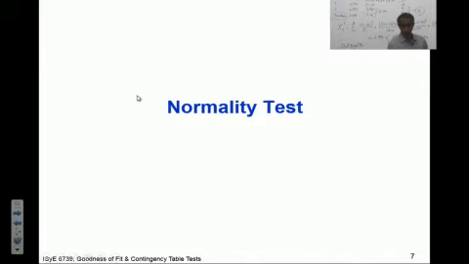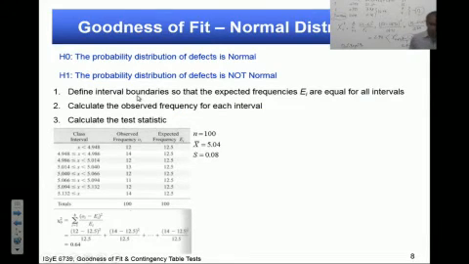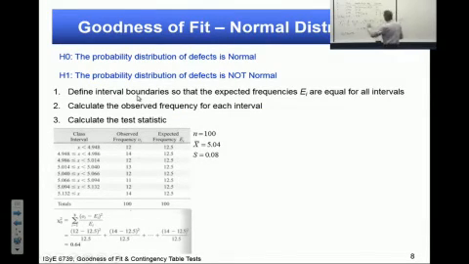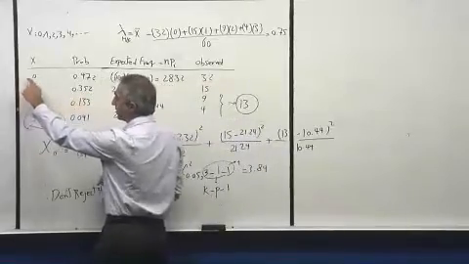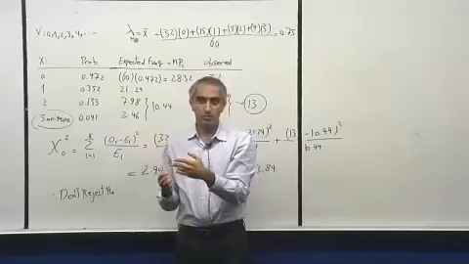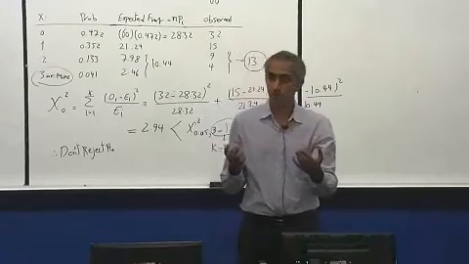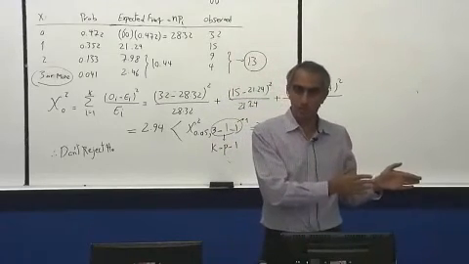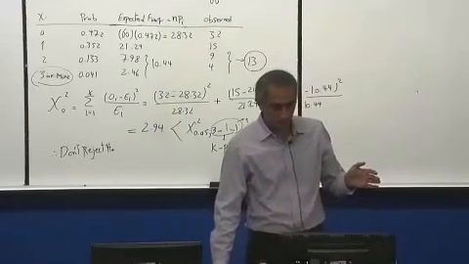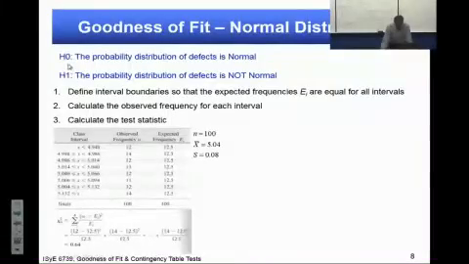Normality test. So what if we want to use it for normality, the normal distribution? For Poisson, do you remember we had different rows and different intervals? The intervals are very intuitive. But for normal distribution, we have continuous numbers, so we need to define some intervals. That's first of all. Here again the null hypothesis is that the distribution is normal, and the alternative is that the distribution is not normal.